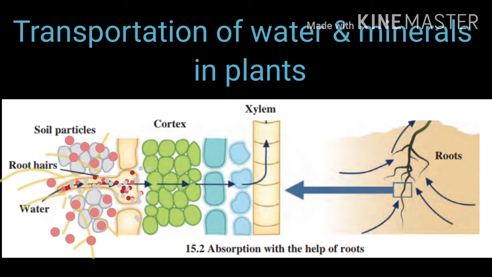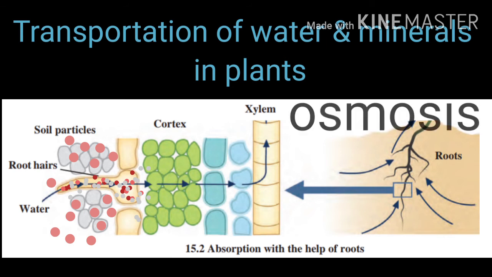Higher concentration, where in the roots, in the cell of roots, because the minerals are more in concentration now over here. This process is known as osmosis. I hope everybody remembers this. So osmosis is a transport of water from low concentration of solute to the high concentration of solute.